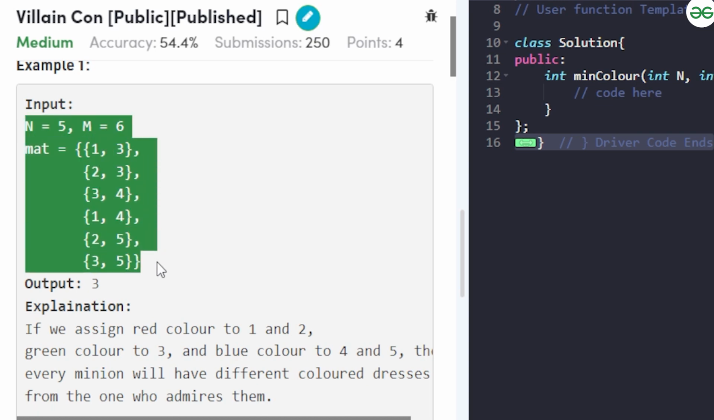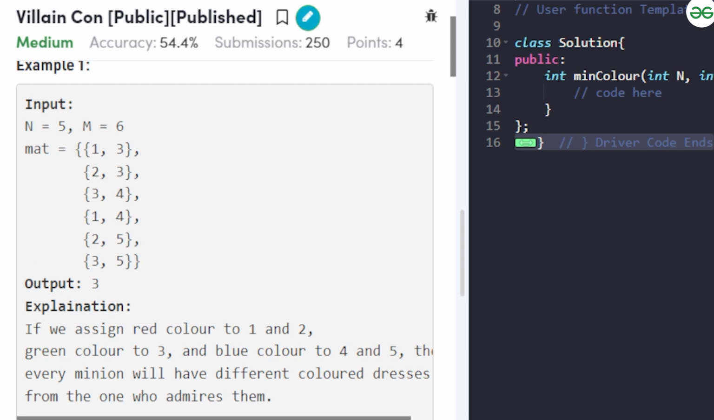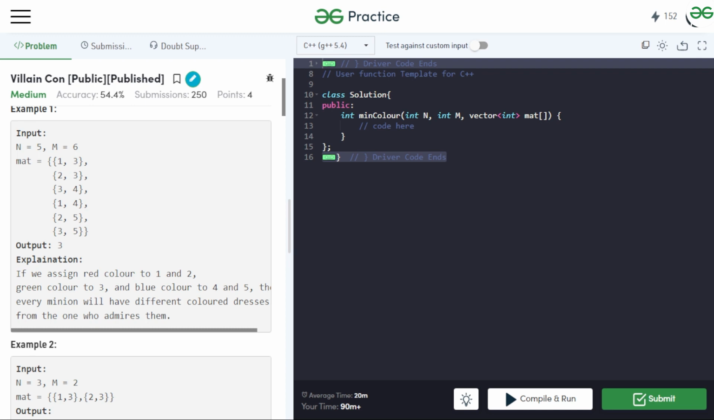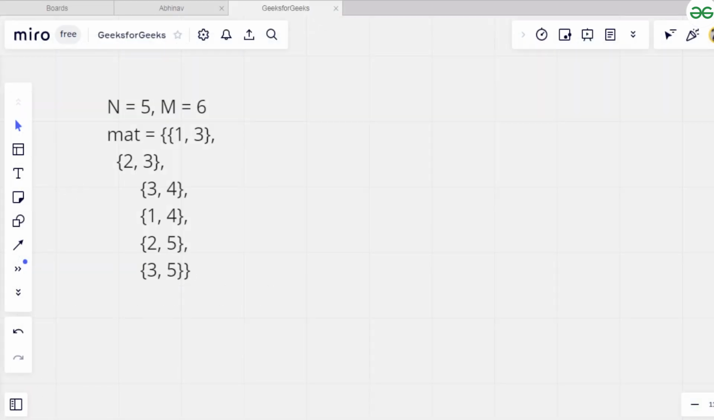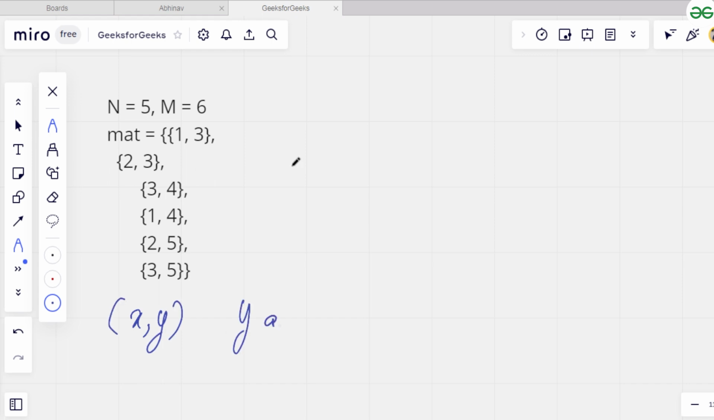So we will consider this particular test case which is given to us, and we will try to understand how we can find the minimum different colors which are required. This is what we have to find. So this is the first test case which is given to us. According to this, we have a matrix of size 6 which contains pairs, and a pair x, y, as given in the problem statement, means y admires x.